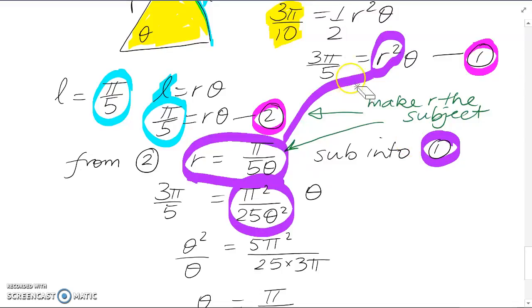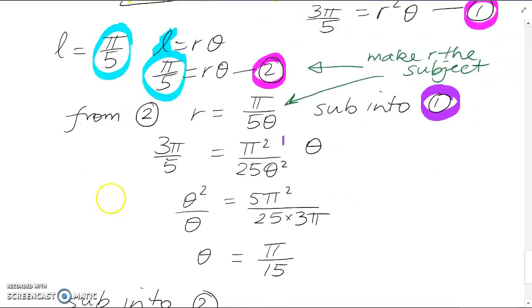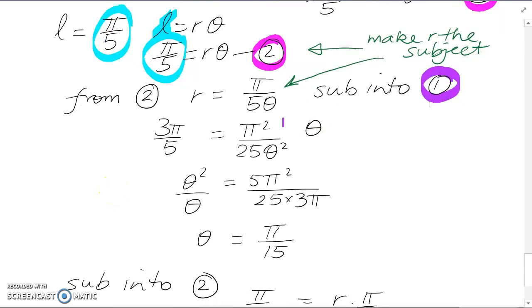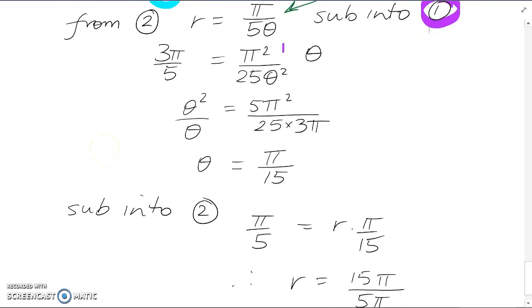Might get rid of that. It's a little bit busy. Okay. And just make theta the subject of that, which means solve it for theta, and I get pi on 15 when I figure it all out.